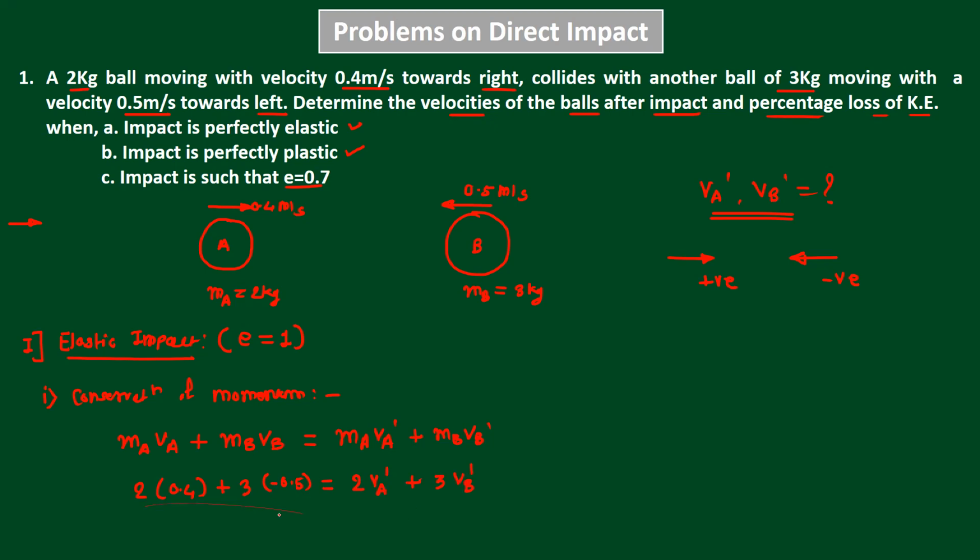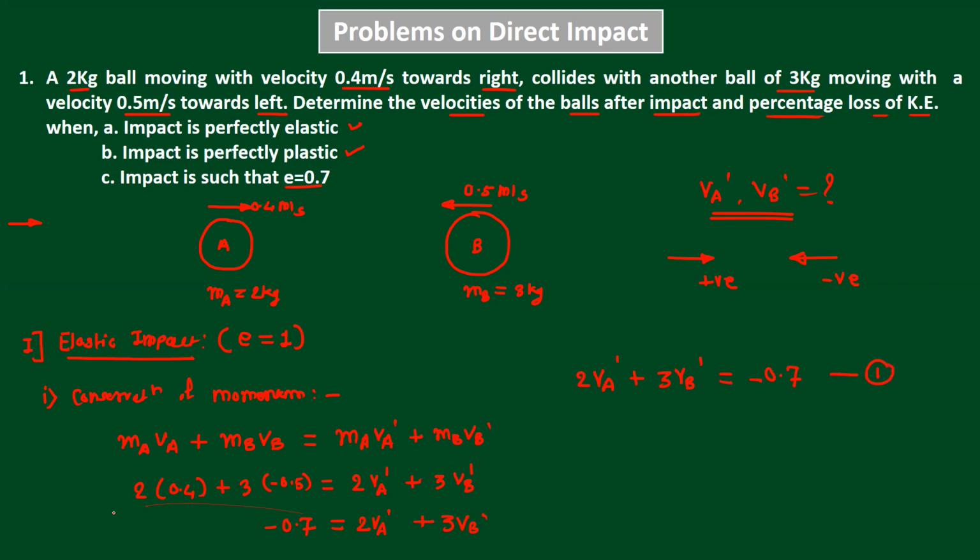If you solve this, the equation is minus 0.7 equal to 2 VA dash plus 3 VB dash. It means that the first equation is 2 VA dash plus 3 VB dash equal to minus 0.7. Consider this equation 1.